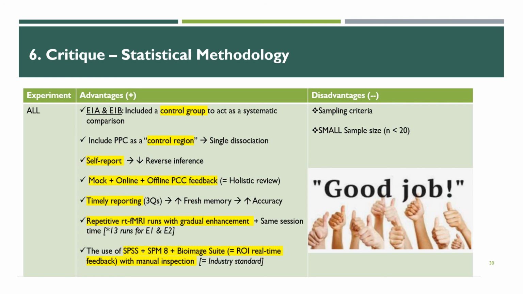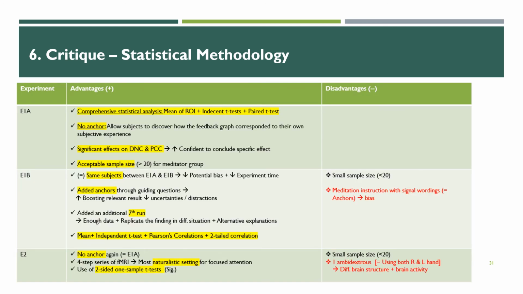Regarding statistical methodology, this table explains relevant advantages in yellow as well as disadvantages for all three experiments. Overall, they did a good job in terms of proper monitoring and cross-checking. This study also used a range of statistical methods for each round of experiments by SPSS to produce relevant findings effectively. For experiment 1B, anchors were added to establish a different result. This can develop personal bias.